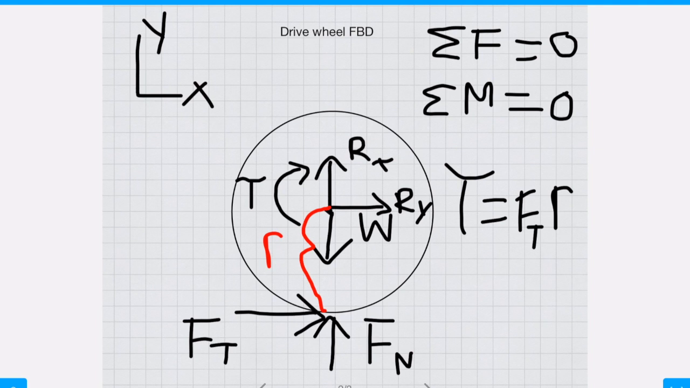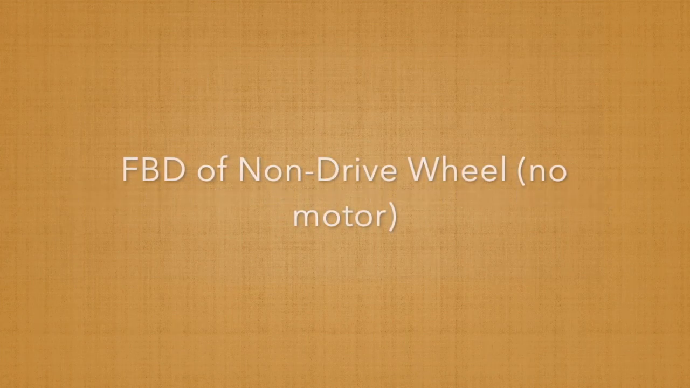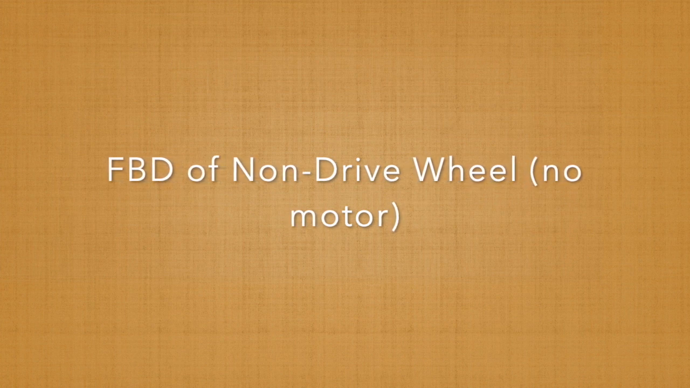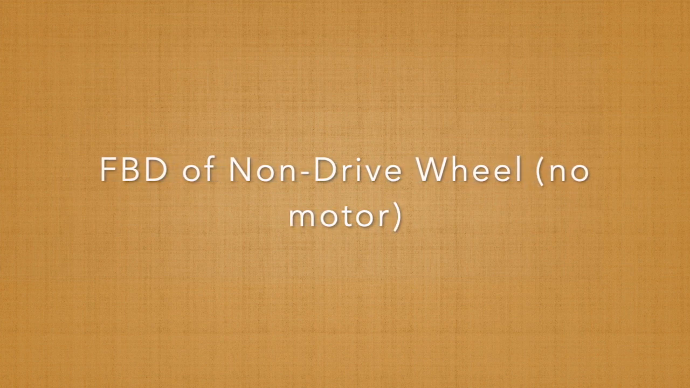So basically this concludes all of the forces that are going to be involved for an OSV. Before I forget to mention, this is an OSV on a hard surface. When the OSV travels on sand, there's another force to be taken into consideration, which we're going to get to later. The next thing I'm going to discuss is the free body diagram of a non-drive wheel, which is one with no motor. It's going to be based on the forces on a hard surface.